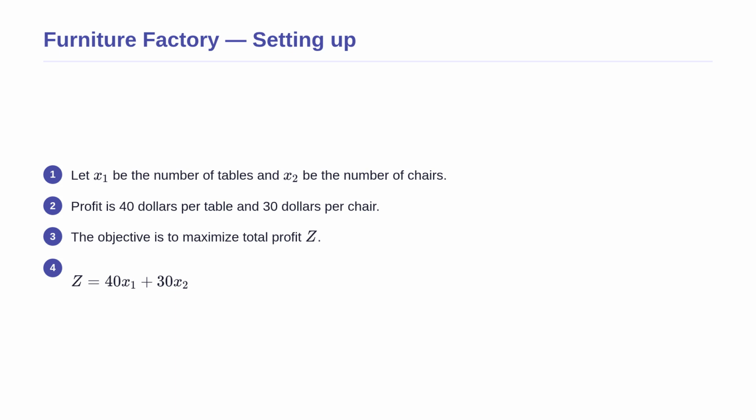Moving to phase 2, model building, we write the objective function. Since each table gives a profit of $40 and each chair gives $30, our total profit Z equals 40 times X1 plus 30 times X2. We want to make Z as large as possible.